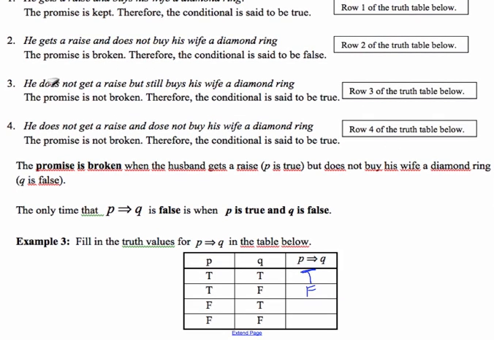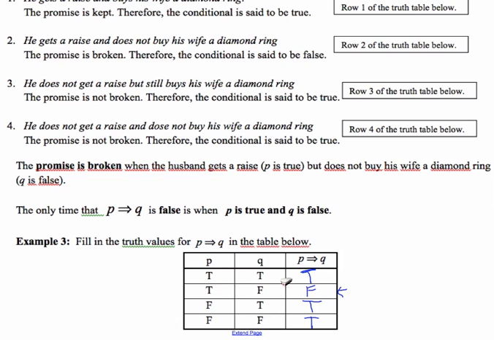But if he doesn't get his raise and he still buys his wife a diamond ring, his original statement is still true because his promise is not broken. And if he doesn't get a raise and he doesn't buy his wife a diamond ring, then his promise is not broken.